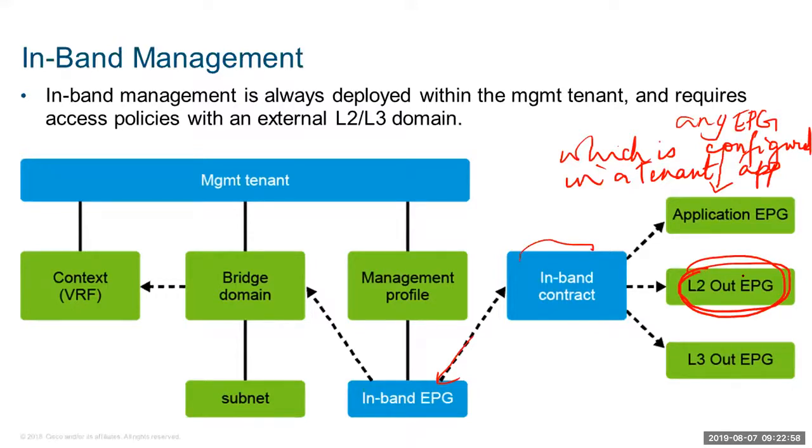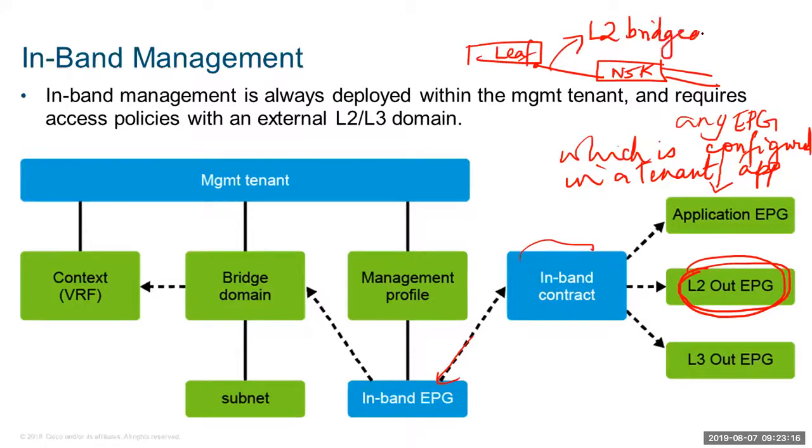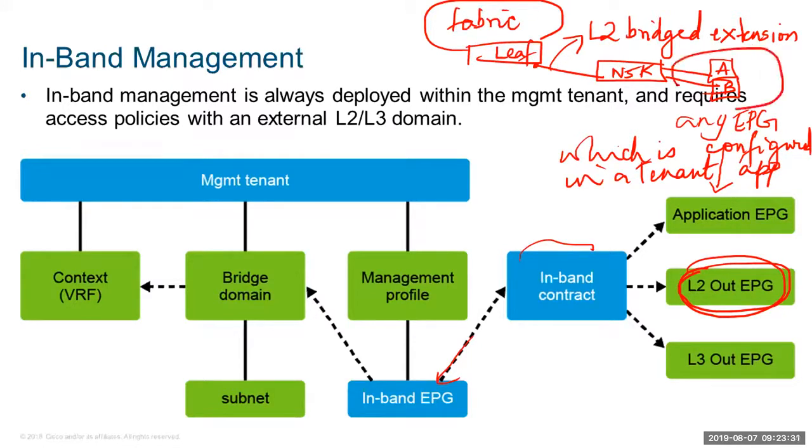So essentially, I have my leaf, and I connect this to, let's say, a Nexus 5K. Any hosts that are here would be the layer 2 bridged extension. Hosts A and B can also be used for managing the fabric, because I consider all of these as the layer 2 external EPG.